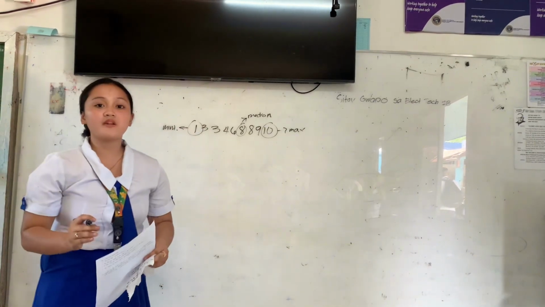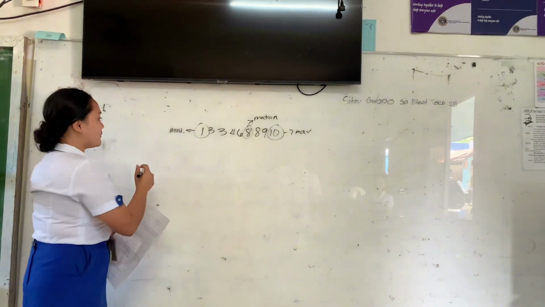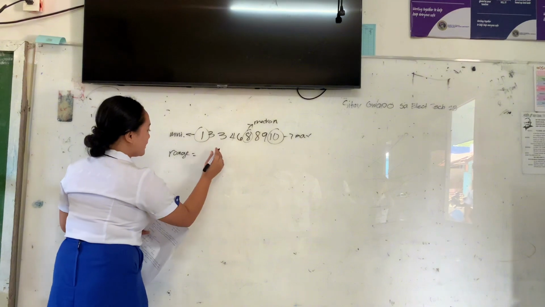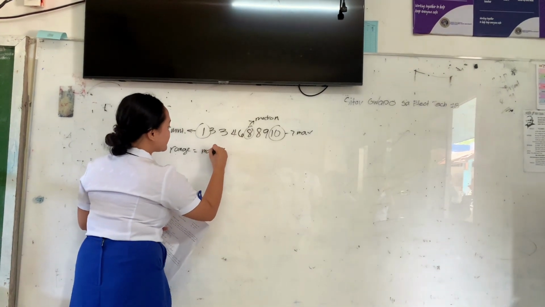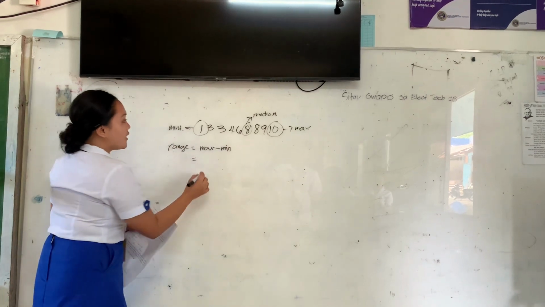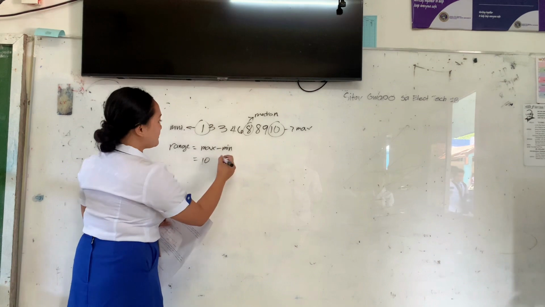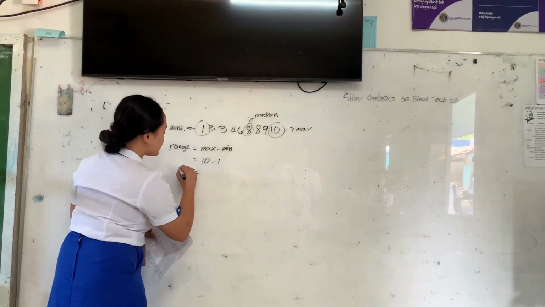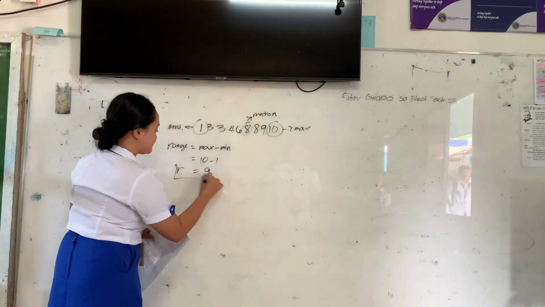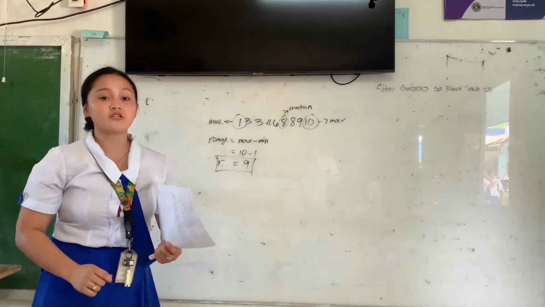Remember that the range formula is maximum minus minimum. So range equals maximum minus minimum. Our maximum here is 10, and our minimum is 1. So our range here is 9. Now you know how to solve the range.